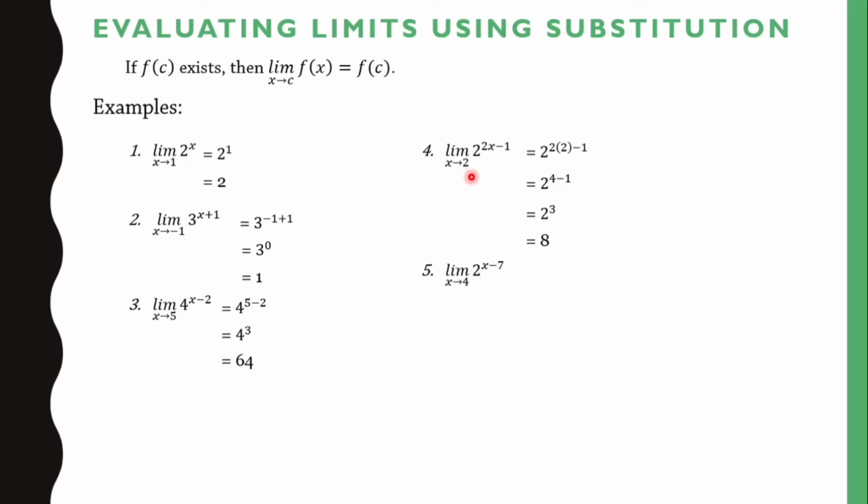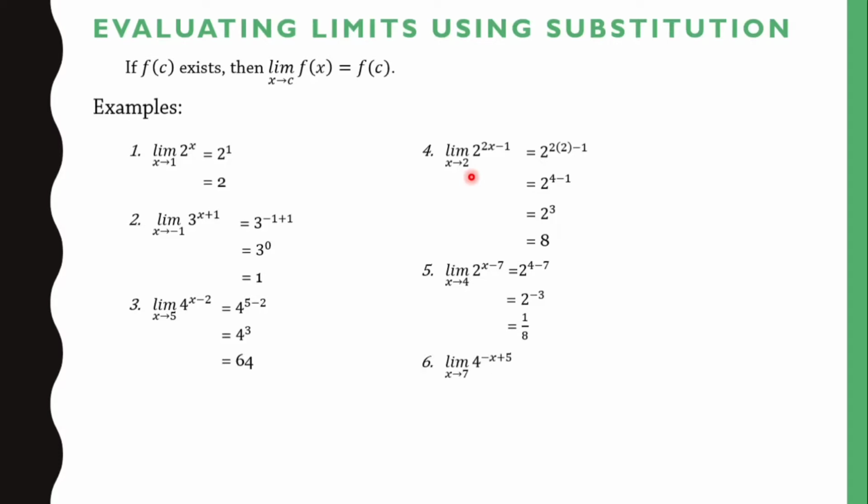Next, we have the limit of 2 raised to x minus 7 as x approaches 4. So we substitute x with 4. That would give us 2 raised to 4 minus 7, or that is 2 raised to negative 3. So, using the laws of exponents, 2 raised to negative 3 is 1 over 8.